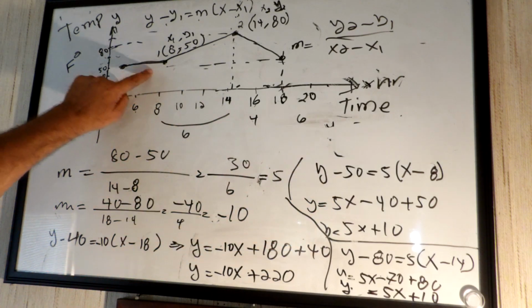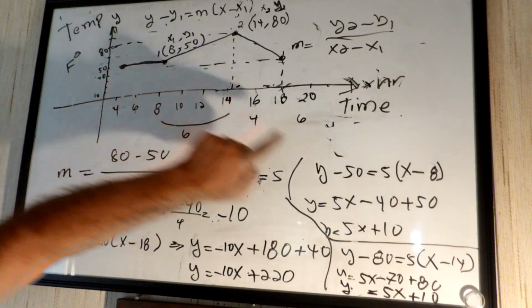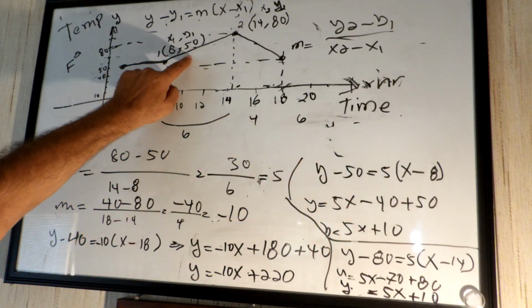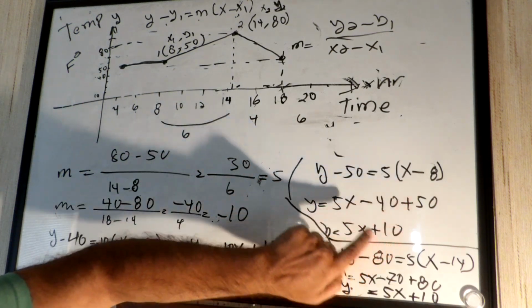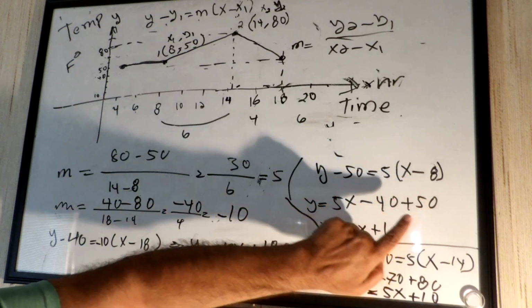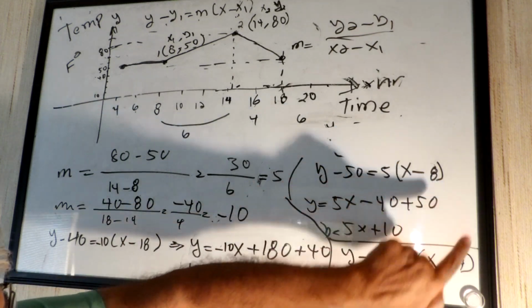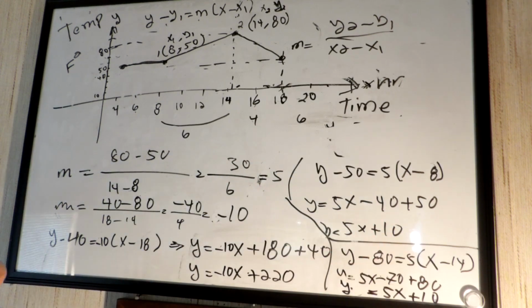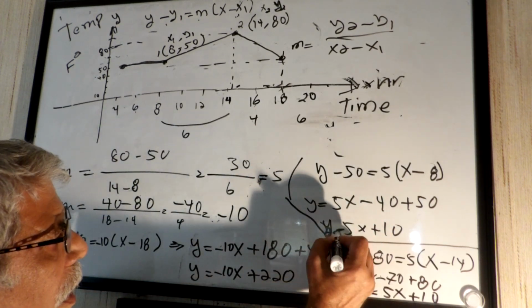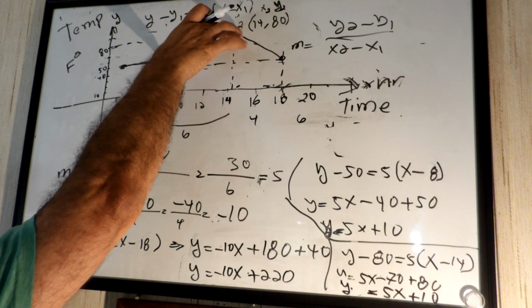See, we use this point here, 8 as x1 and 50 as y1, and then we get 5x minus 5 times 8, minus 40, and the 40 comes to this side, it's going to be plus, and then 5x plus 10. That's going to be the equation of this part from here to here.